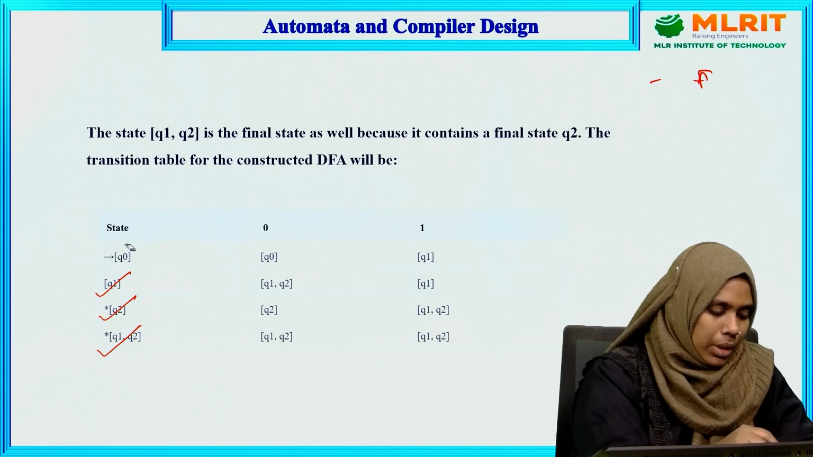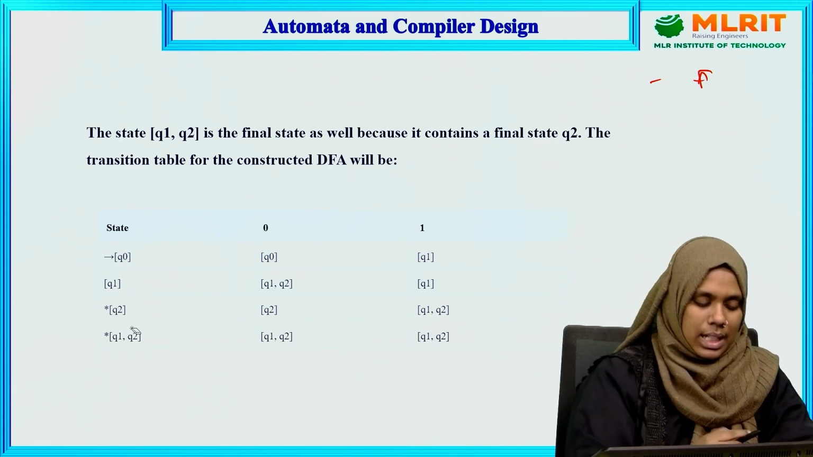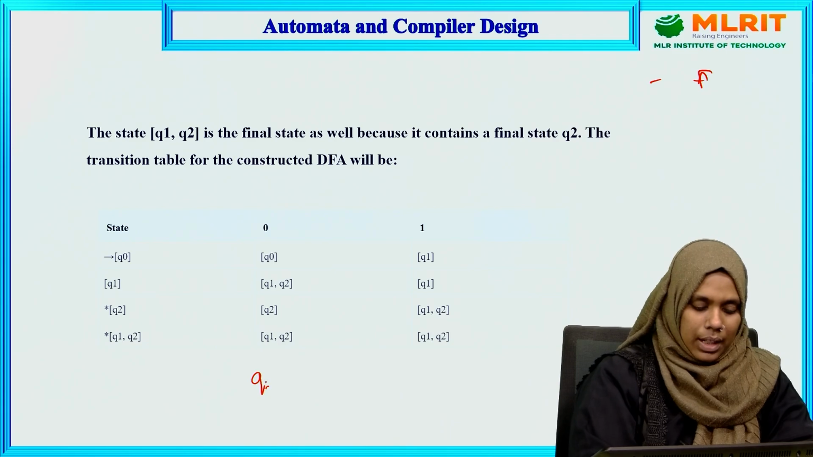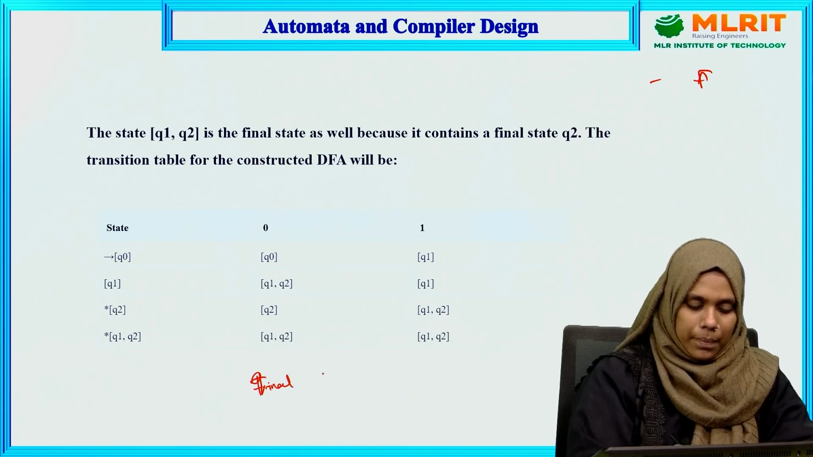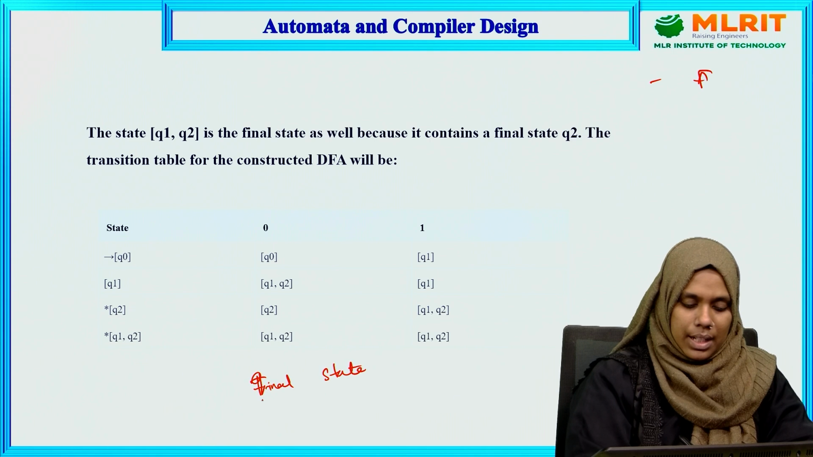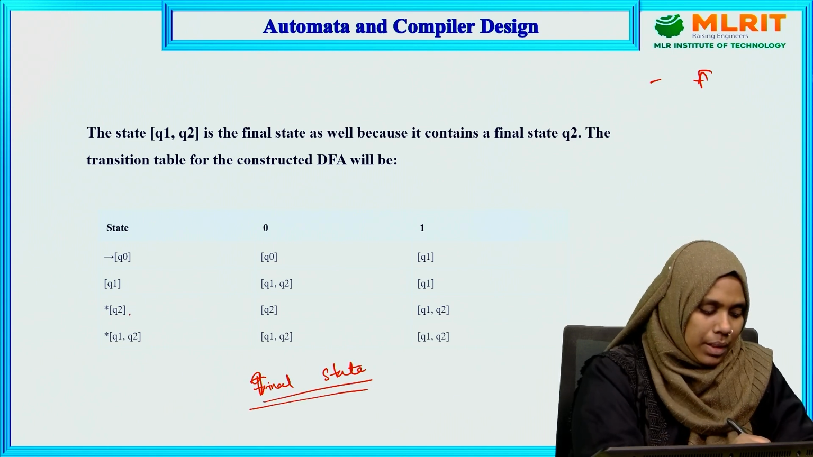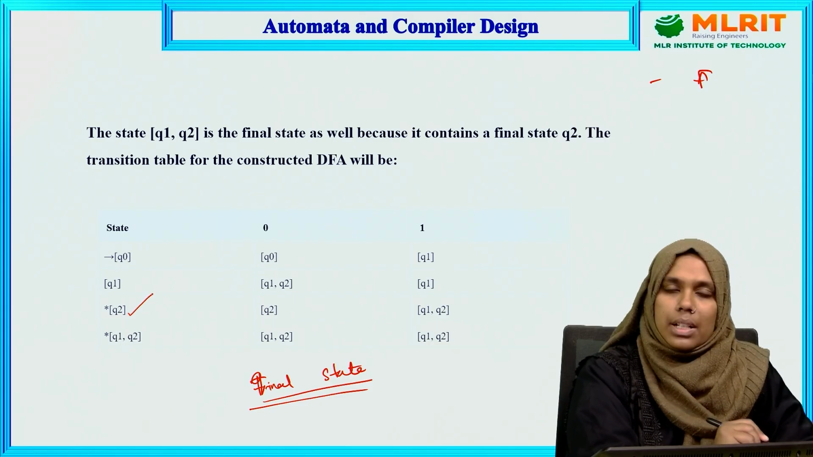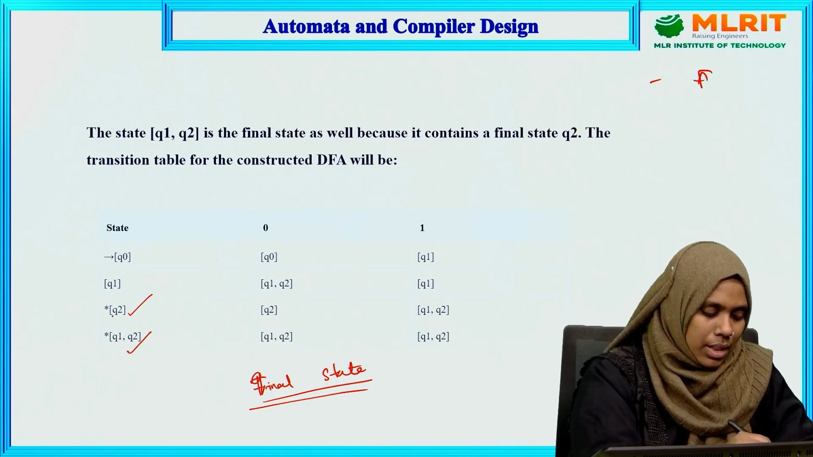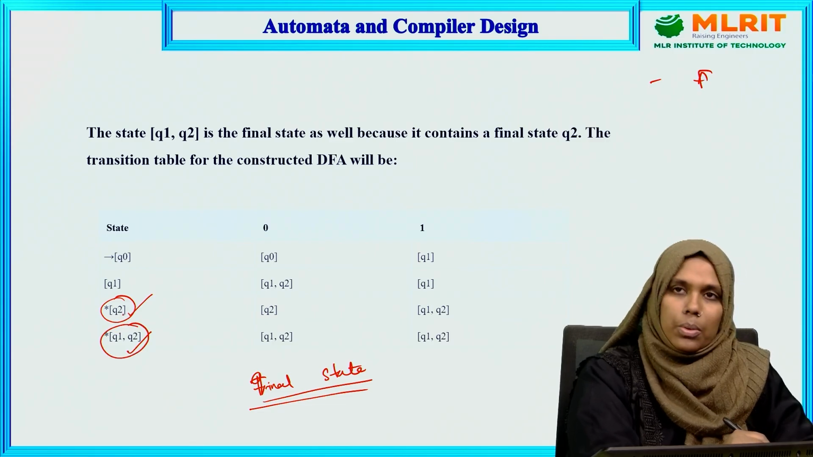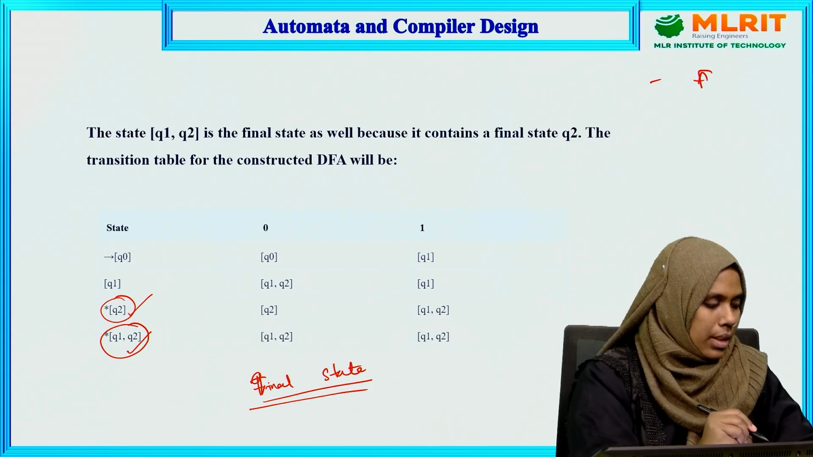Now one more important thing you need to observe: in the last point we said that wherever we have a final state, the final state should be marked. That means in our previous question, we have the final state Q2. That means wherever Q2 is there, that complete state will also become a final state. That means if you can see here, we are having 2 final states. One is Q2, another one is Q1, Q2, because Q2 is present here.